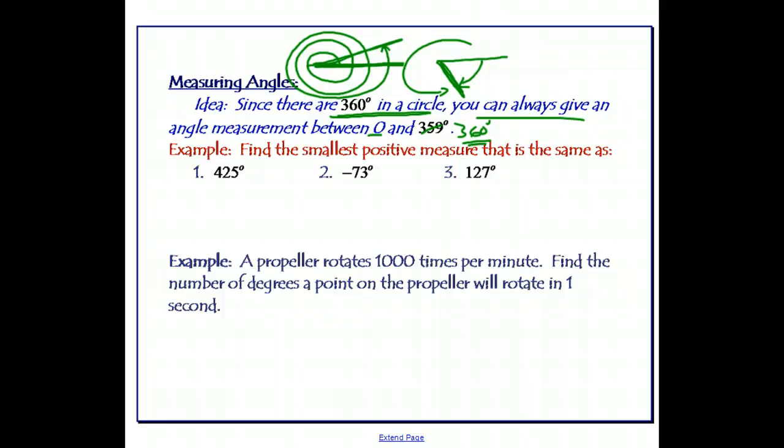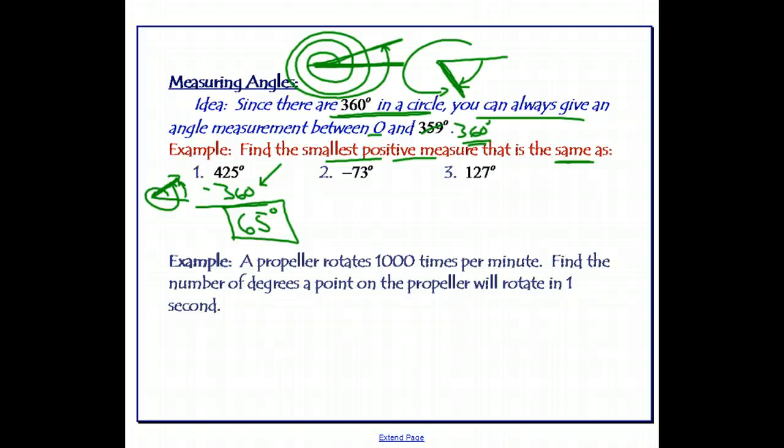So for example, here's 425 degrees, meaning somebody started on the positive x-axis, rotated around 360 degrees and kept going. So the question is, what's an equivalent angle? What's the smallest positive measure that would get you to the same place? If the answer is bigger than 360, just take off 360s. So I'll take off 360, and I'm left with 65 degrees. So if I rotate 425 degrees, I end up in the same spot as if I had just rotated 65 degrees.